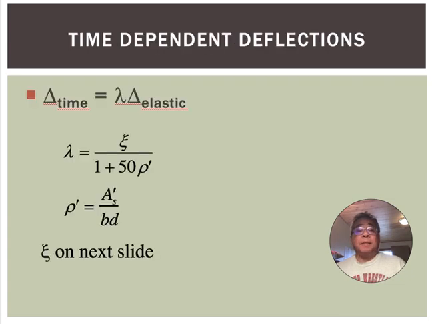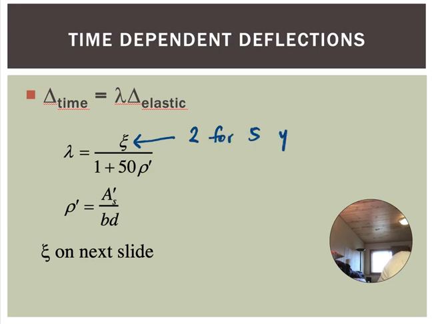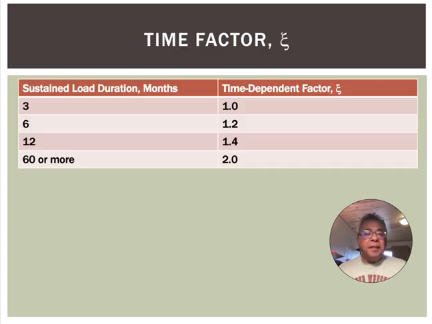That's a lot. And so you can reduce this multiplier, so this C in the top here, you can reduce that by 1 plus 50 rho prime, where rho prime is just like rho, but it's just the compression steel. Okay. So that is everything about deflections.